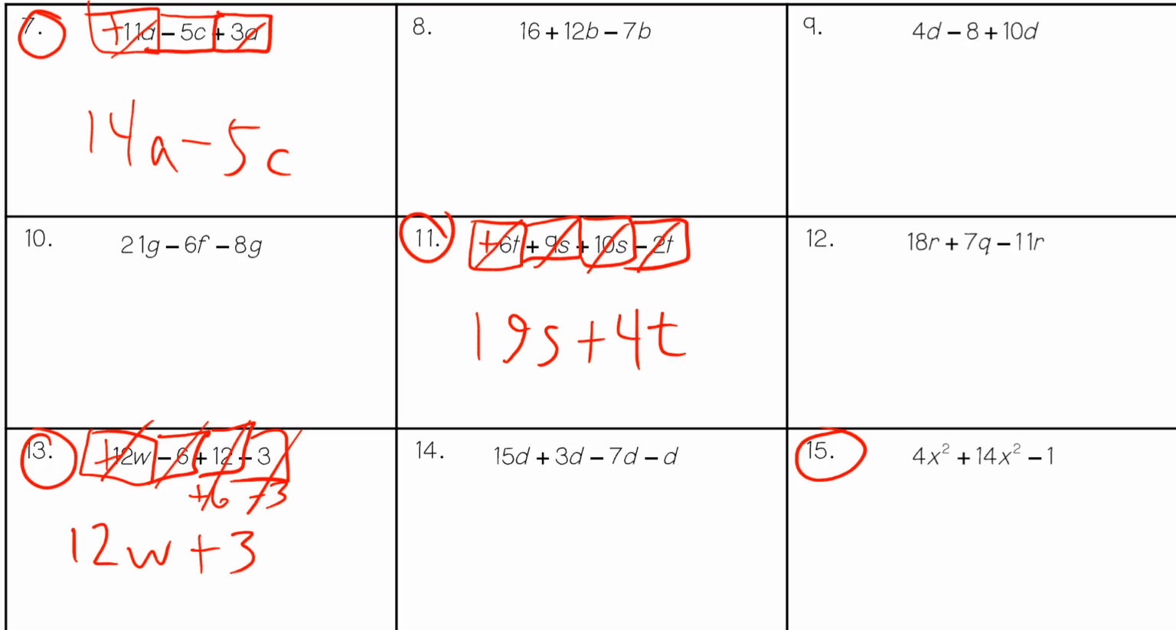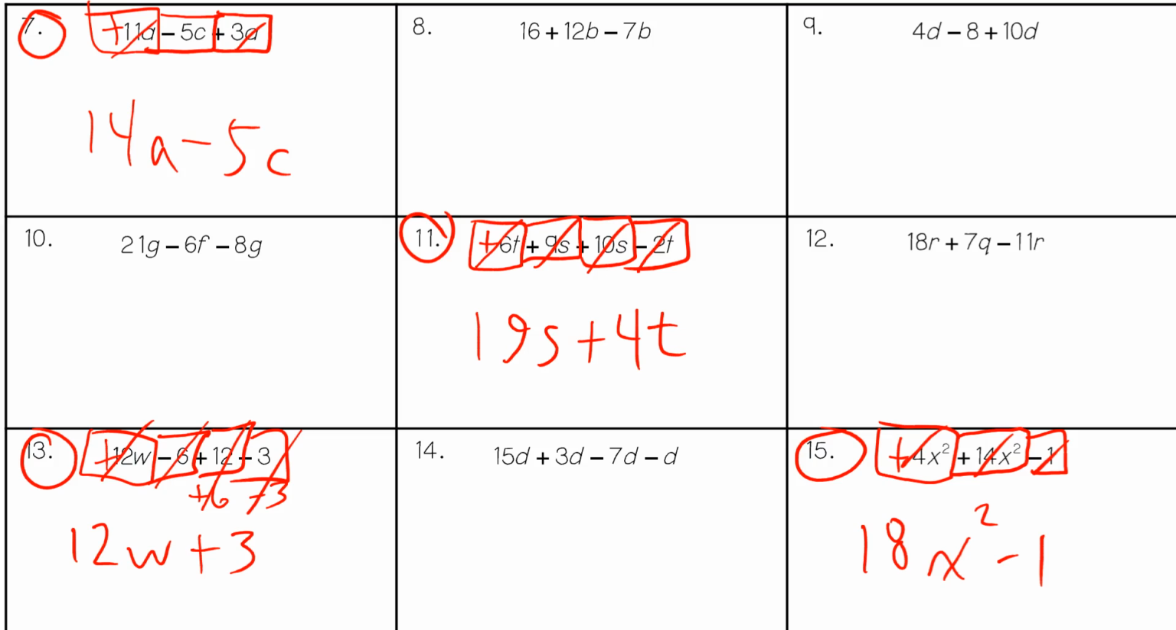15, that's a positive 4x squared, positive 14x squared, negative 1. So positive 4x squared, positive 14x squared, those are combined to make positive 18x squared. And then I'm just left with a negative 1. And so that one is simplified. And so that leaves you with 14 to do, but please try 14 first. Pause the video, try 14, see what answer you get. And then unpause it and see if you got it right.